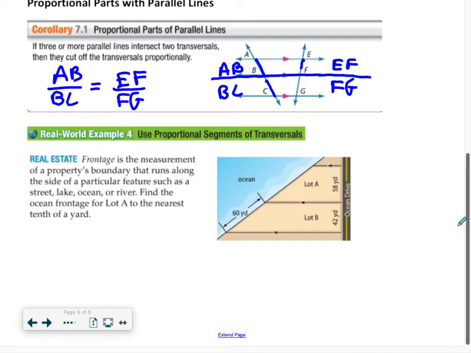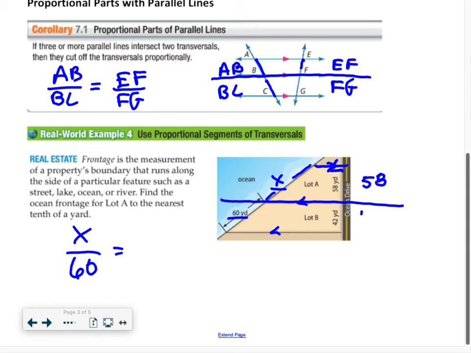So if you're looking at the diagram here, lot A, of course, is the top lot. We're looking for the ocean frontage, that measure that is along the ocean there. So again, we've got parallels. We've got that these lots are all parallel. And so the proportion here is that x over 60 should be equal to these measures over here, 58 over 42. So just cross multiply here.